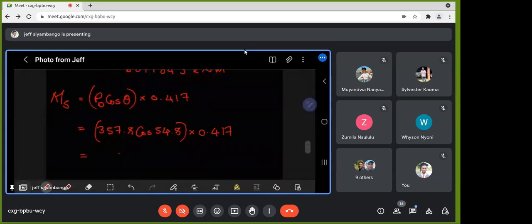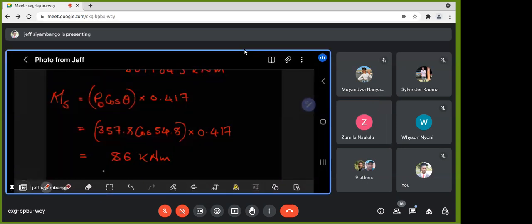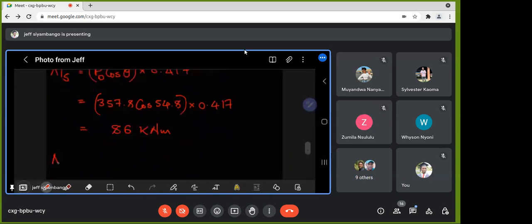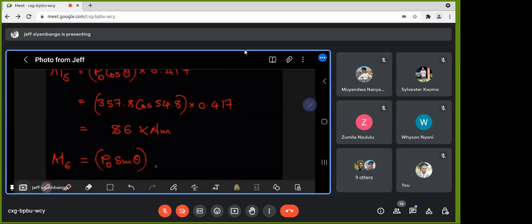Will it be positive or negative? Positive. To be positive, it will also be causing anti-clockwise rotation. We can go to M6, which is the moment due to the x component of PD. The horizontal component of PD, we saw it was PD sine theta. But the question is, what will be the distance that we will need for this one?